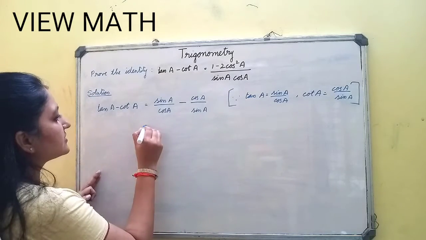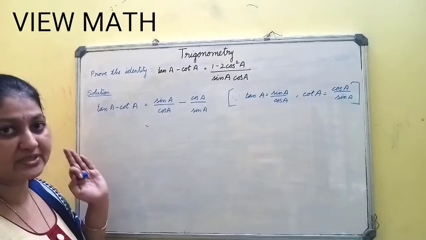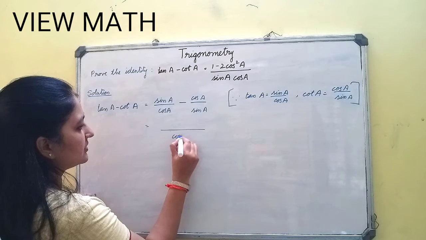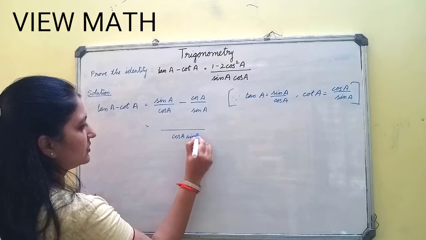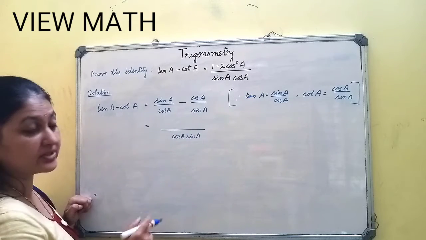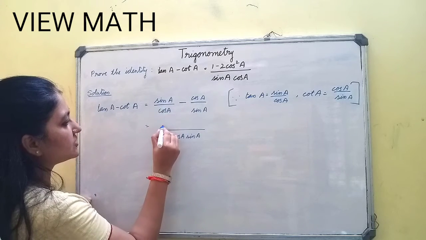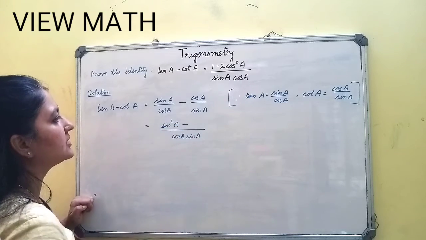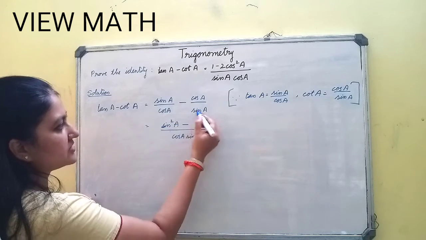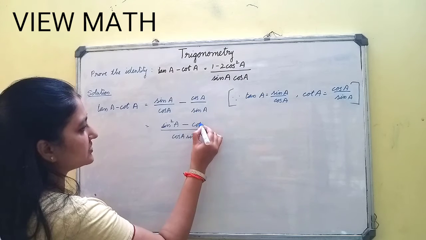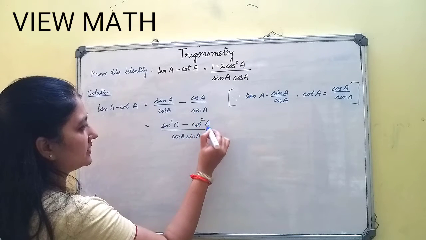Now this is equal to, now as usual let me take the LCM. So cos A sin A. So here cos A is there, sin A is not there, so I have to multiply the numerator by sin A. So already sin A is there, so it becomes sin square A minus, now sin A is there, cos A is not there, so I have to multiply this by cos A. So cos A into cos A becomes cos square A.